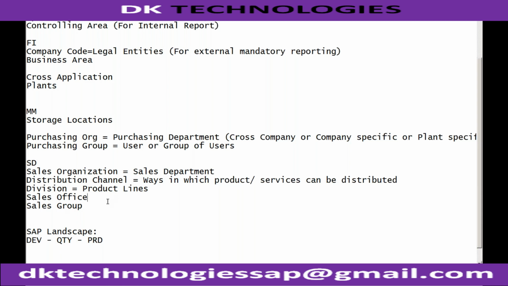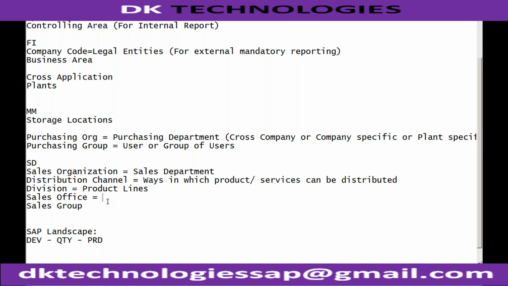What about sales office? Again, just don't think from the SAP point of view. What is a sales office? It is a physical office where the sales team can sit. From which office you are working, from which office this order is being delivered to the customer. Again, it can be a team. There are multiple teams. One team is sitting in sales office number 1, second team is sitting at sales office number 2. So which team is responsible for this particular sale?